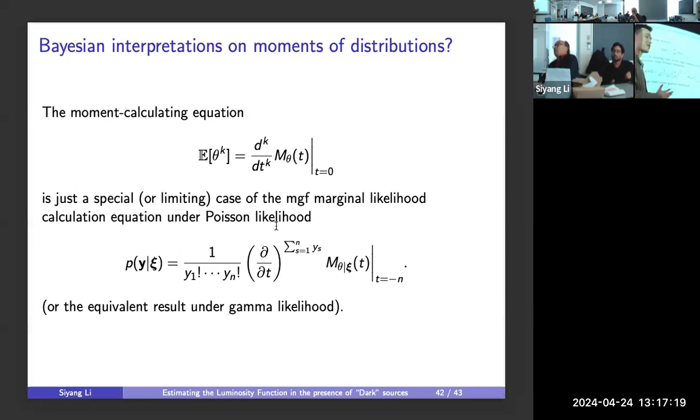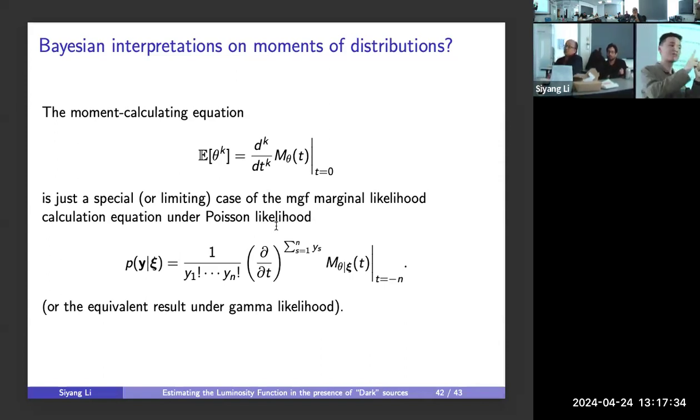So we can probably interpret the moments of a distribution as if this distribution is used as a prior, and then there's a Poisson likelihood or Poisson process, and we only observe this Poisson process for a very short time. That's possible, but I haven't done rigorous mathematical derivations on that yet. Or maybe we can do similar things using the gamma likelihood. I see what you mean, okay. We definitely can talk about this.